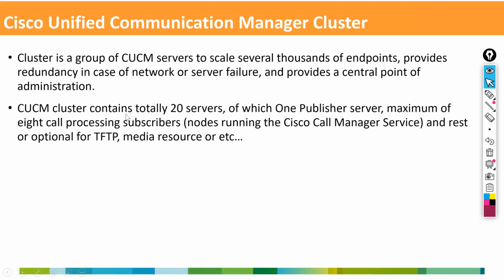Okay, CUCM clusters contain a total of 20 servers. How many servers? 20, of which one is the publisher server and a maximum of 8 are call processing subscribers. Nodes running the Cisco CallManager service means the server in which you have activated the Cisco CallManager service will act as a call processing subscriber, and the remaining servers are optional for TFTP and media resources. This is how you want to use them.